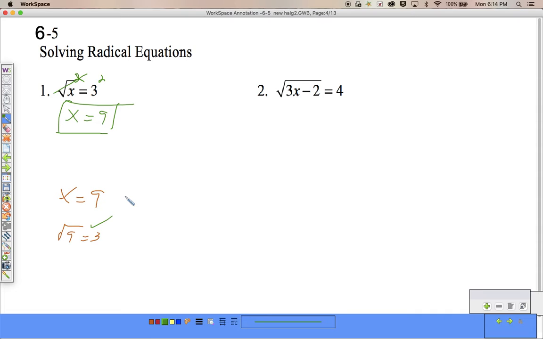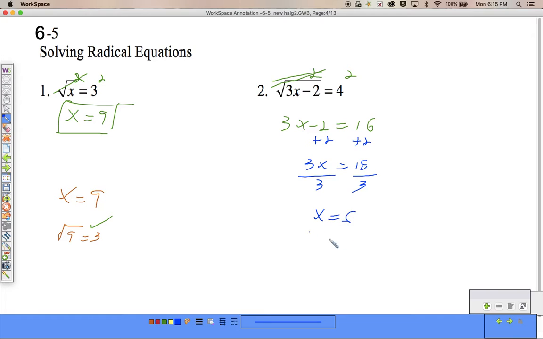All right, number two. Like I said, pause this in between, write down the problem, try to work ahead of me, and then watch what I do to see if it makes sense. Square root of 3x minus 2 equals 4. Same idea. I'm going to square both sides, so the square and the square root cancel each other out. 3x minus 2 is going to equal 16 because 4 squared. Solve, add 2. 3x equals 18. Let's divide by 3. X equals 6.